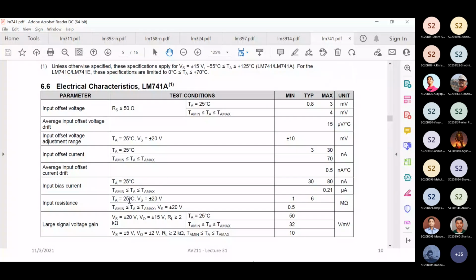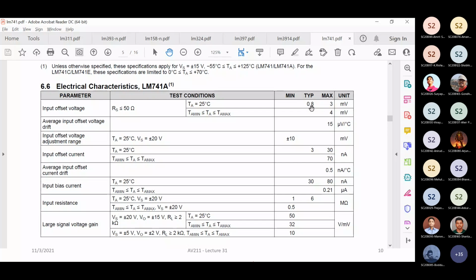Okay. Offset current drift is there. Okay. Average input offset voltage drift. You can see that it is 15 microvolt per degree centigrade. That means what? If you're going to move, let us say, from 25 degrees to 55 degrees, that is, you're having a 30 degree excess temperature. Now the input offset voltage will also drift with temperature.